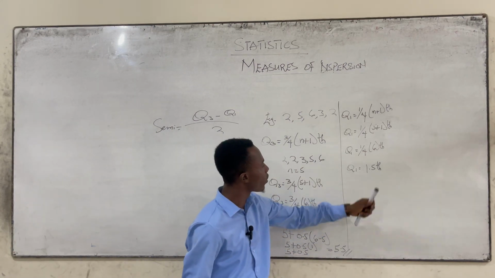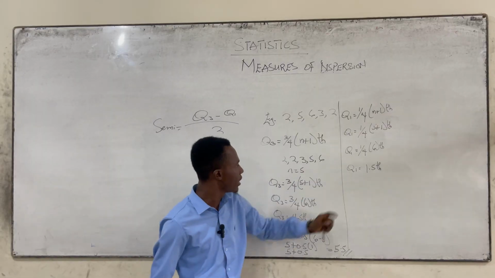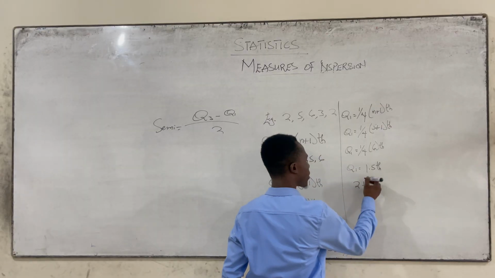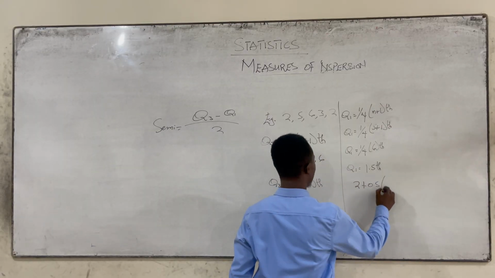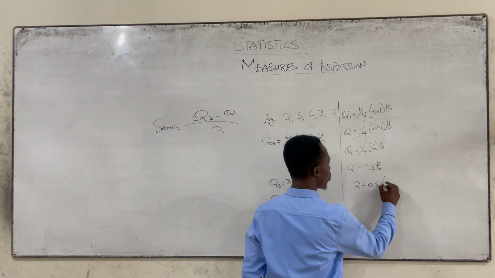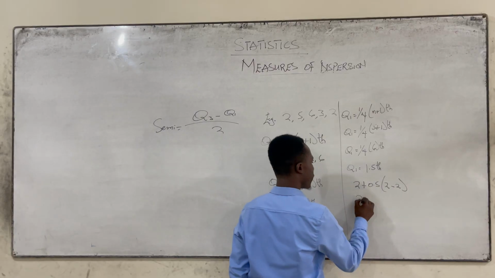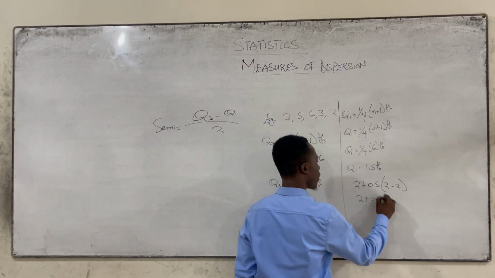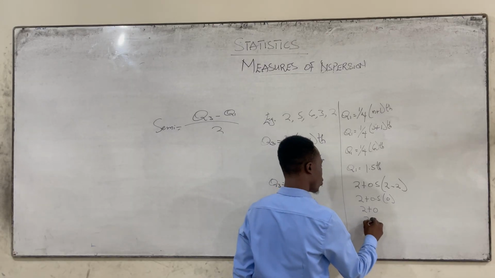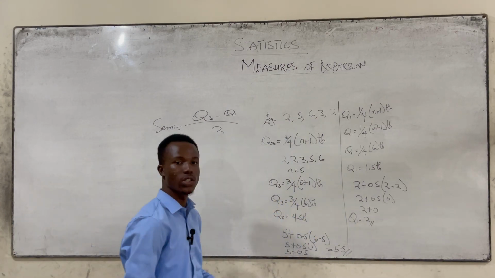Now we are going to look out for this position in this data set. 1 is here, so it means the first position is 2. You write your 2 plus the decimal, which is 0.5. You multiply it by the succeeding, and the succeeding one is what? 2. So 2 minus the preceding, which is 2. So you have 2 plus 0.5 into bracket 0, so 2 plus 0, which is 2. So there is the Q1, right? So Q1 is equal to 2.